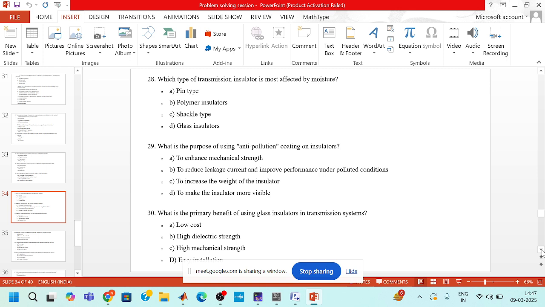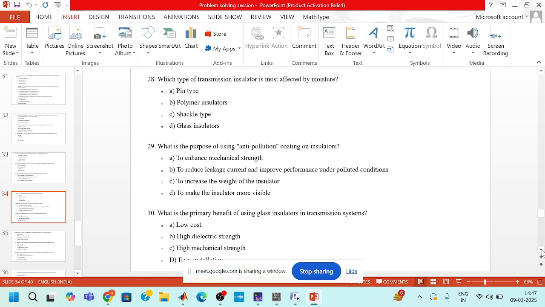Next question is, what is the purpose of using anti-pollution coating on insulators? Options are B, madam, answer B. Reduce leakage current and improve performance in polluted conditions. Okay, option B is correct. It is used to reduce the leakage current and improve the performance under polluted conditions. That's why we use the anti-pollution coatings.